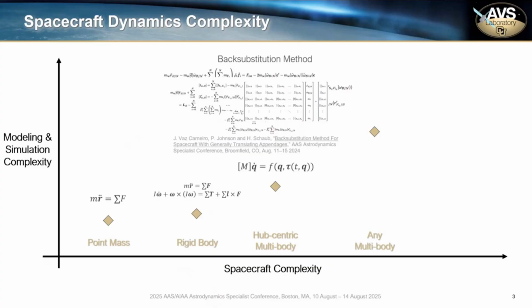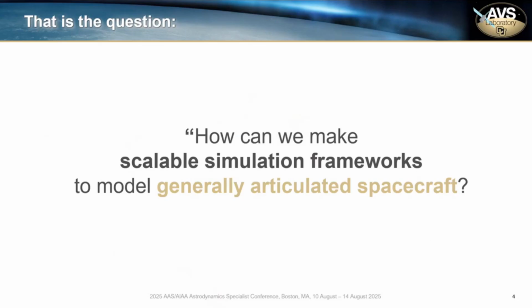Now, as we have even more complex spacecraft, like those with branching body topologies, methods like back substitution break down. And as we add even more features like flexible bodies and contact dynamics, modeling and simulation just grows exponentially in complexity. So, given that we do want to model these kinds of generally articulated spacecraft, the question is, how can we create simulation tools that are intuitive and scale nicely with spacecraft complexity?